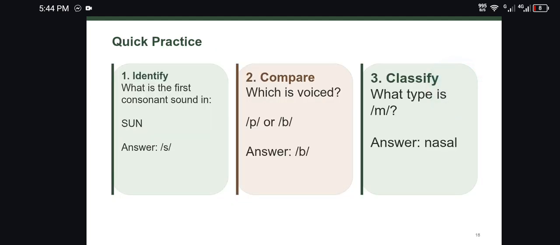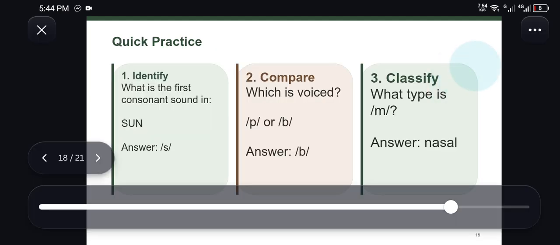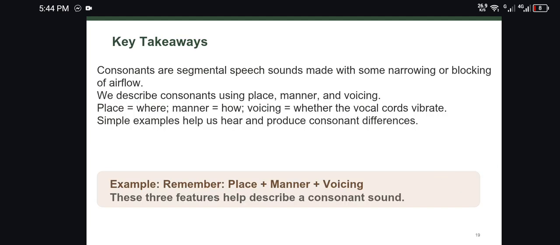When we say place, it means where. Where is the sound from? And the manner is how the sound is being produced and pronounced. And voicing is whether the vocal cords vibrate. Simple examples help us hear and produce consonant differences. Remember that place, manner, and voicing are the three features that help us describe a consonant sound.